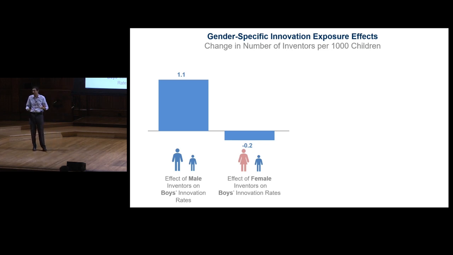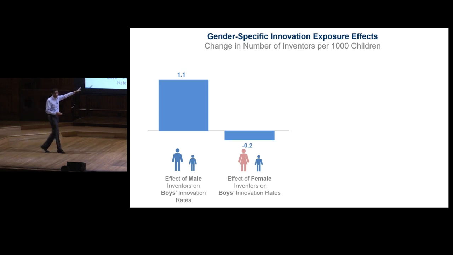in 1,000. So that may not seem like a huge number, but you have to remember that the base rate here is something like only 8 out of 1,000 people have patents. And so relative to that base, this is a quite substantial increase, something like a 10 or 15% increase in the probability you become an inventor from this exposure channel.